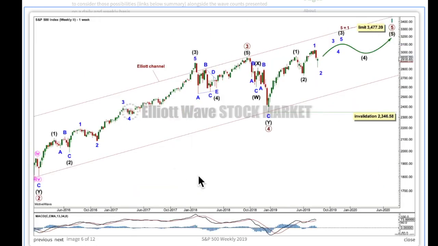At the weekly chart level, this is the same as the first weekly count, except I've moved the degree of labelling all down 1 degree. The implication is not important until the structure of this final fifth wave, whether it be primary or cycle degree beginning here, is complete, and that's many months away.